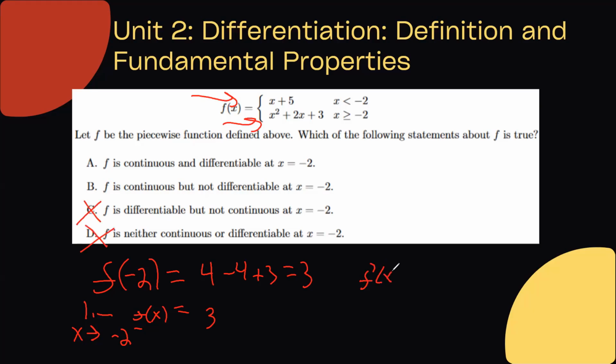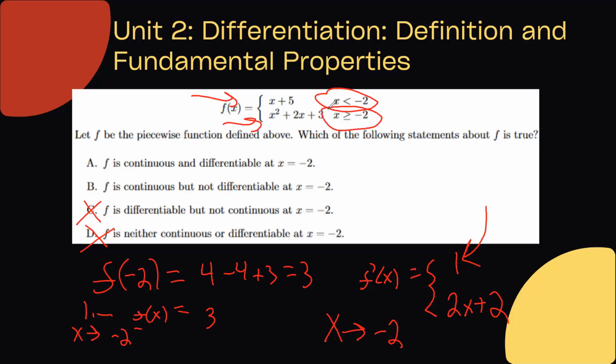To see if it's differentiable, you look at the derivative of the piecewise function. The derivative of the top piece would be 1. The bottom piece would be 2x plus 2. And as x approaches negative 2, values less than negative 2, the slope would always be 1. Values greater than negative 2, the slope is going to approach negative 2. Since the slopes aren't approaching the same value from the left and right, the derivative does not exist, and it's B.